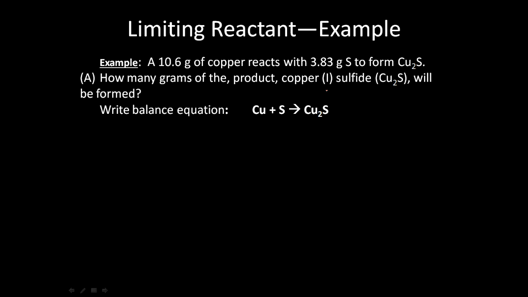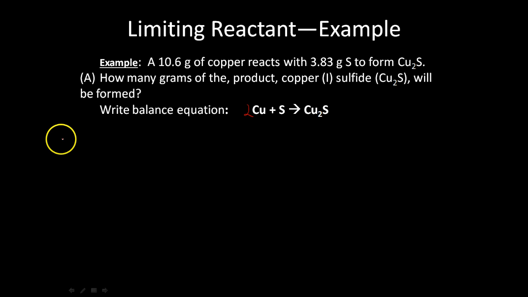First off, we need to balance our chemical equation. Well, we see we have one copper on this side, two coppers on this side. So we obviously need a 2 here. We have one sulfur on this side, one sulfur on this side. We are now balanced.